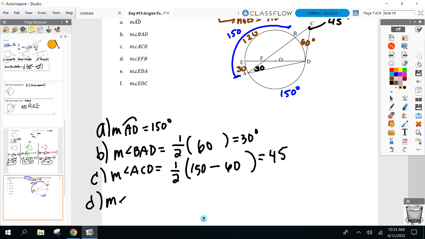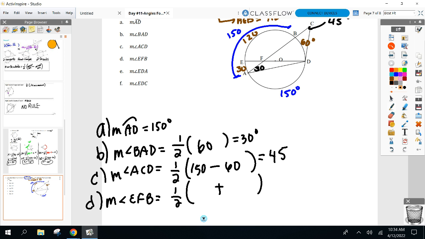How about the measure of EFV? Take a look at that angle, everybody. Inside or outside? Inside. Is it central? No. Inscribed? Nope. It's got to be a floater. That was yesterday. A half of.